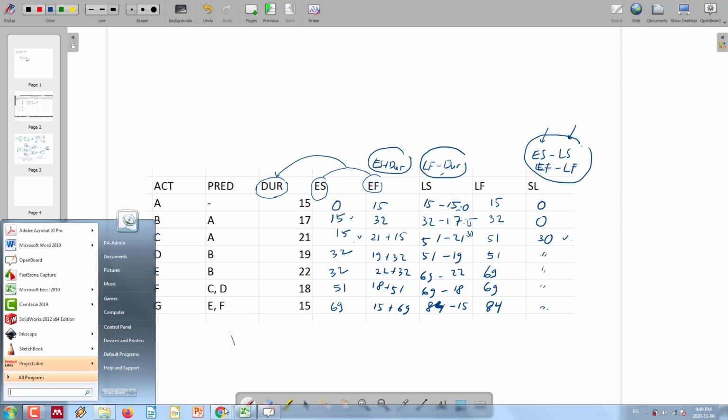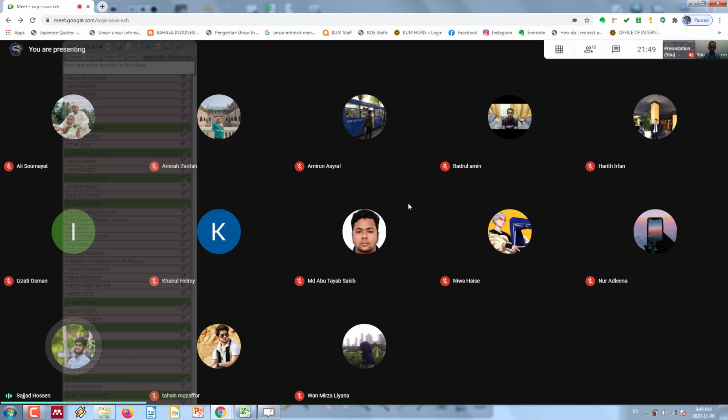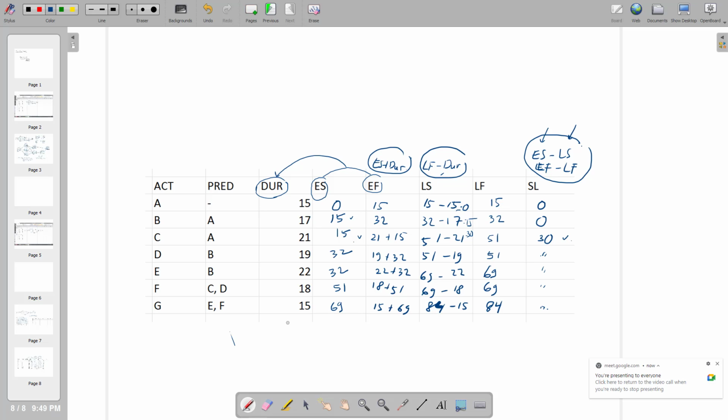No questions. Done. For slack, we can use only one, or we need to calculate both? What do you mean by you can use only one, or you can use both? Can you go to the slide again? Okay, let's see the slack. Which one do you want to use? For the calculation, if I only use early start minus late start, we will find the slack. So do we need to calculate also early finish minus late finish?